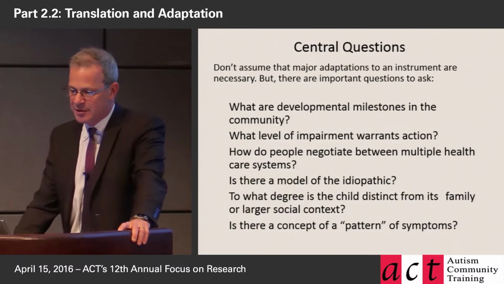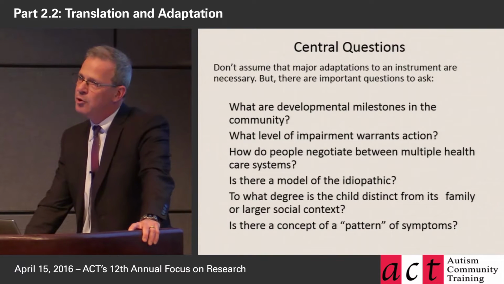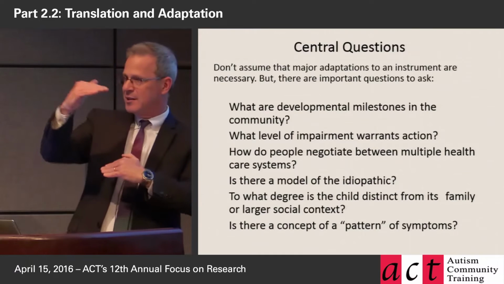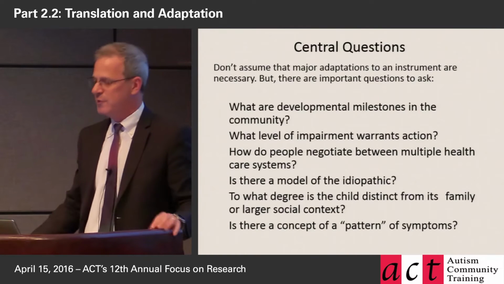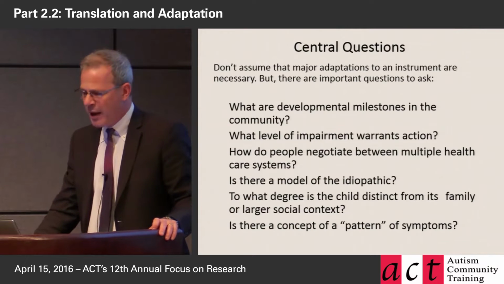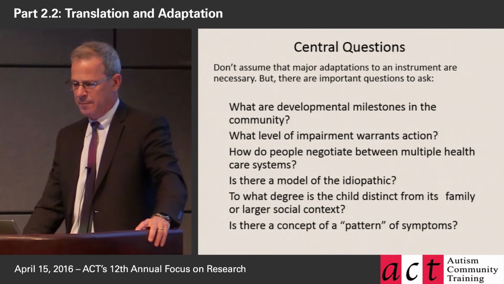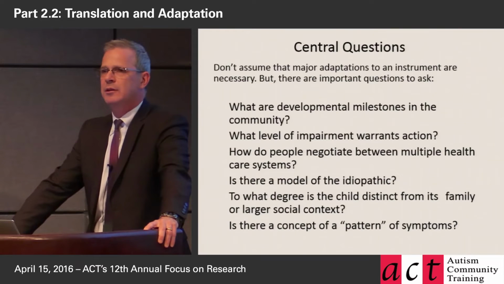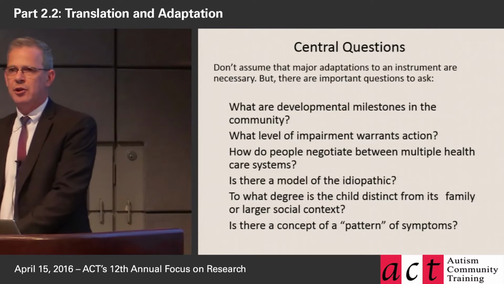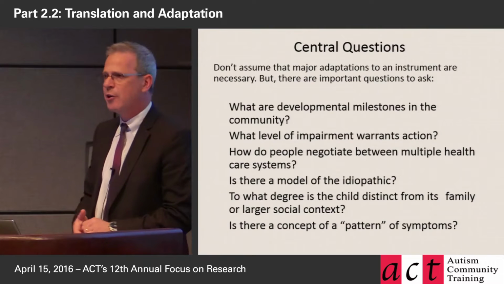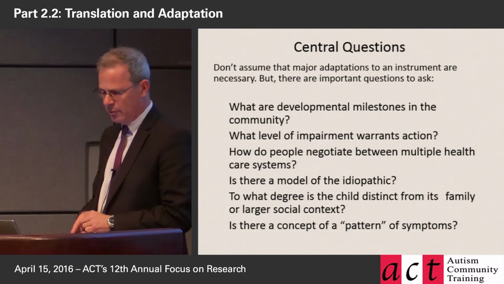Other questions, though, need to be asked of the community that you're working with. What are the developmental milestones in that community? Not every community will follow what the CDC says is its set, or the American Academy of Pediatrics says is the time of different milestones. At what level of impairment or what level of problem warrants action in a particular community? How do people negotiate between multiple healthcare systems, where you have herbal medicines and traditional doctors and religious healers and biomedical care and other forms of healing? How do they figure out what to do first and how to pair them together? What do they keep secret and what do they reveal?